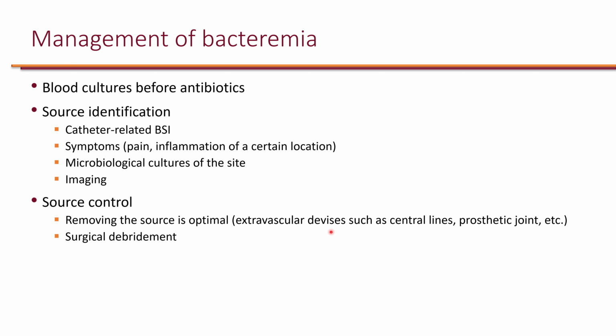For example, if there are extravascular devices such as a central line or prosthetic joint, you essentially remove them if possible, and once the infection is treated, you can replace these. Sometimes they may require consultation of other specialties. For example, if someone has cardiac hardware, the cardiology team may be needed in order to assess whether its removal is possible. And sometimes surgery is needed.